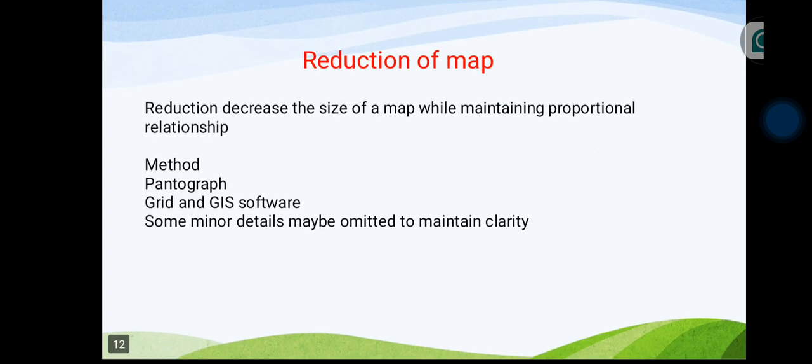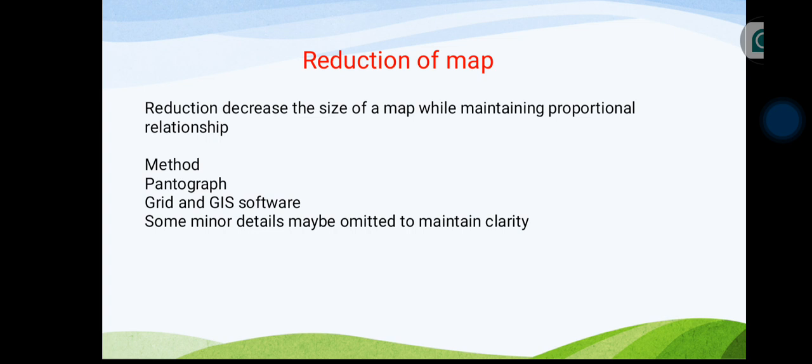Next is reduction of map. Reduction of map means to decrease the size of a map while maintaining proportional relationship. Reduction means you decrease the size of the picture or the map, but its relationship must be maintained. The method is the same as that of enlargement. You use pantograph, you use grid, and or GIS software.